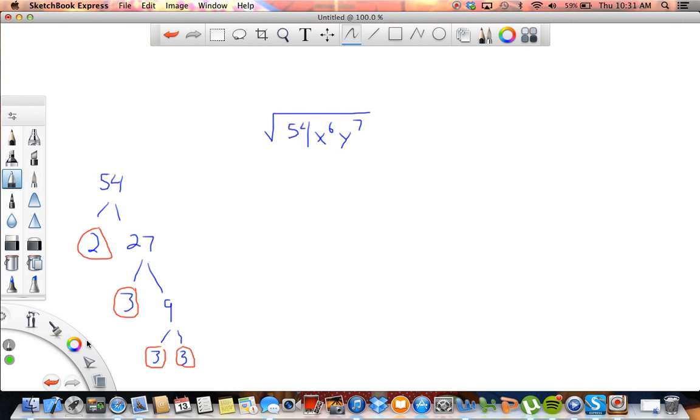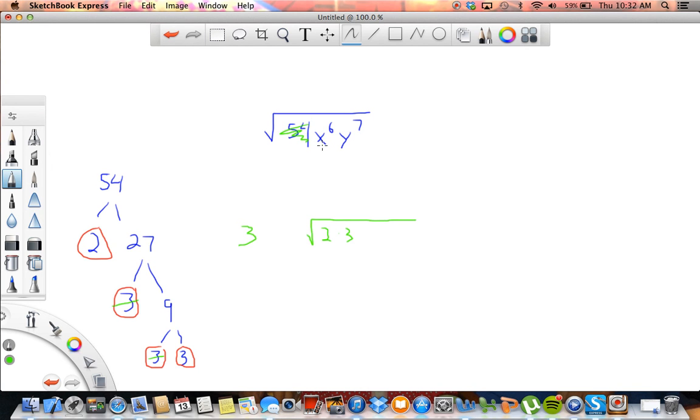Let's go ahead and start putting our pairs together. I have a pair of 3's. There's a 3 and there's a 3, so that means a 3 is going to come out. And then what do I have left over? I have a 2 and a 3. Well, they don't have a pair to go with them, right? So I know that they are going to go on the inside. Yeah. So they're going to go on the inside. 2 times 3. Okay? So we're done with the 54, so I'm going to scratch that out.